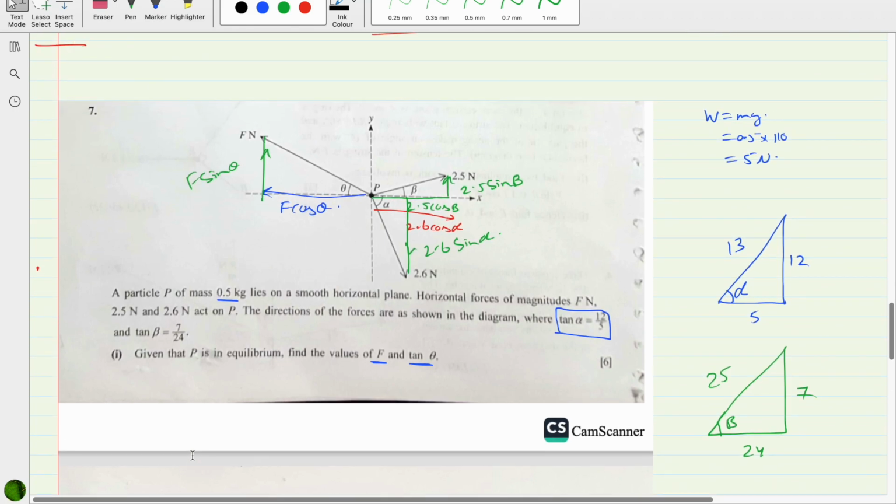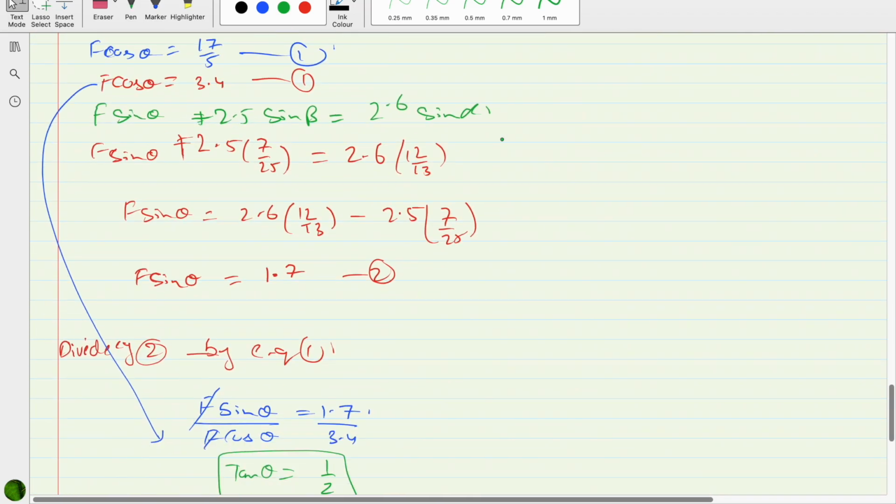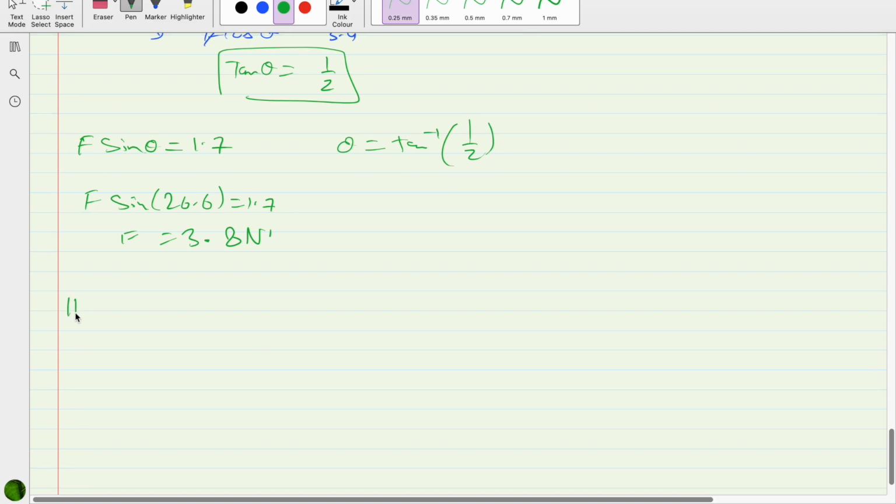So basically this is in equilibrium, but when F is removed, equal and opposite, we will have some net force, and that is equal to F, which is 3.8. For the second part, I can say F equals ma, and net force is 3.8. Mass is given in the question, and acceleration would be 3.8 divided by 0.5, which is 7.6 meters per second squared.